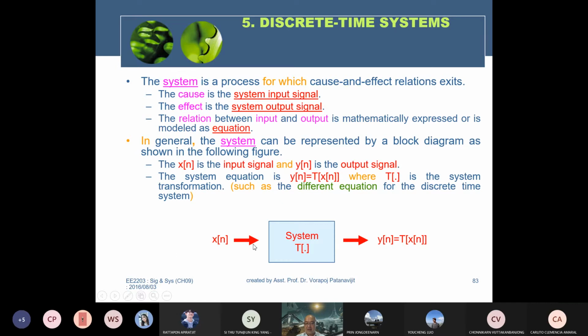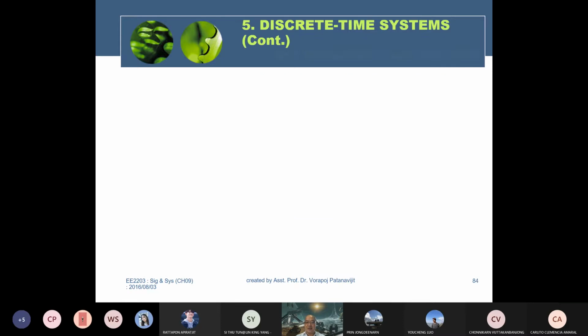x[n] is fed to the system, which processes it with T. The output equals T of x[n], where x[n] is the input, y[n] is the output, and the system process is T, the system transformation. It can be represented by a difference equation for the discrete one.